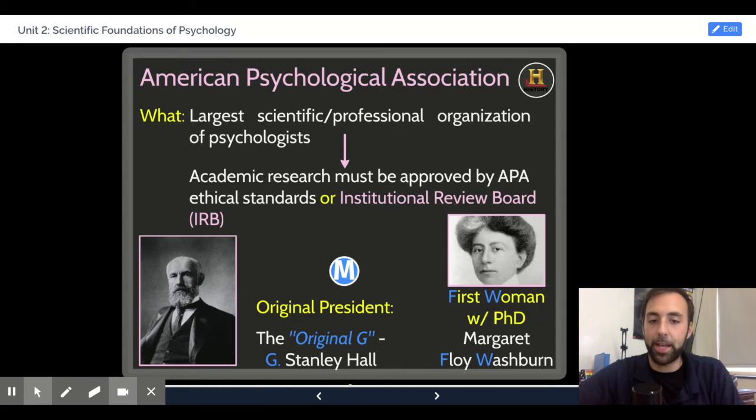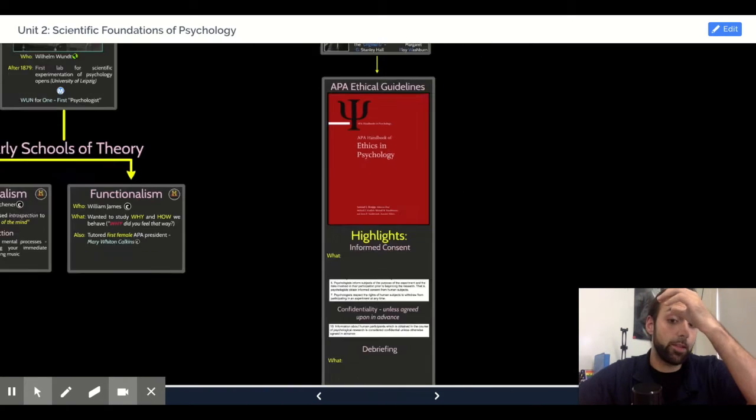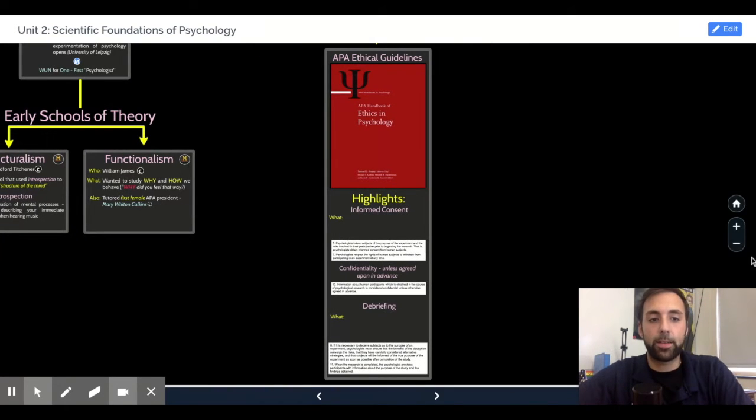So a couple small names in this essential task. We have Mary Whiton Calkins, we have Hall, we have Washburn, and then previous to that we had Titchener and James. Luckily, there are no more names in this unit. They're all kind of small, less likely, somewhat trivial names, but nevertheless, we still need to talk about them at least briefly.